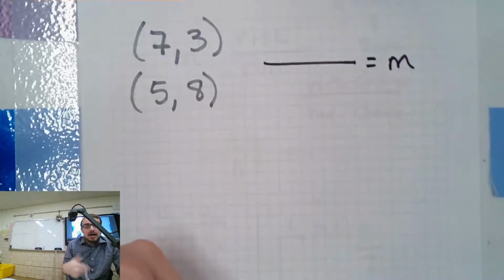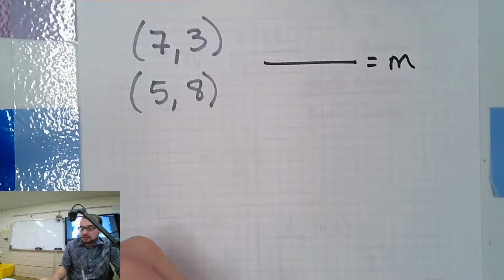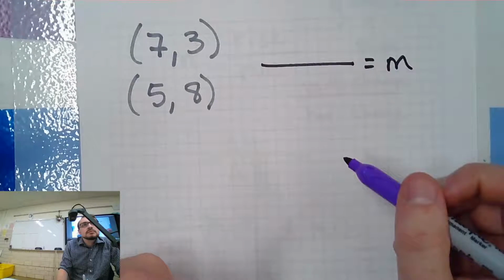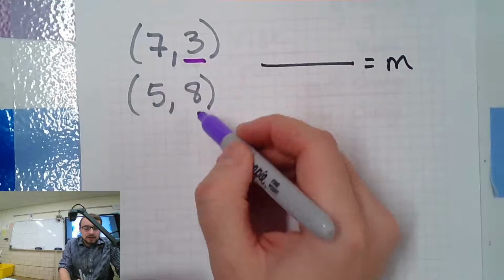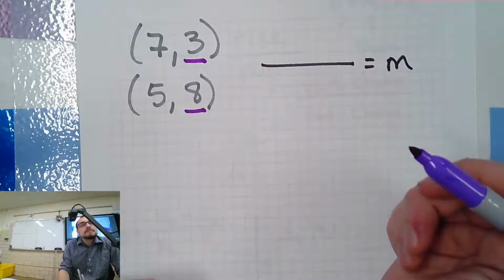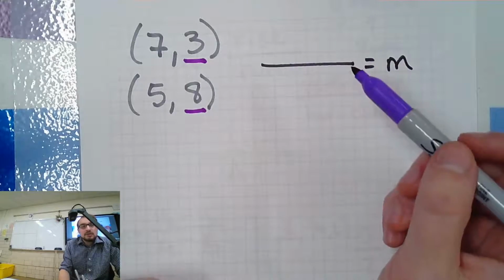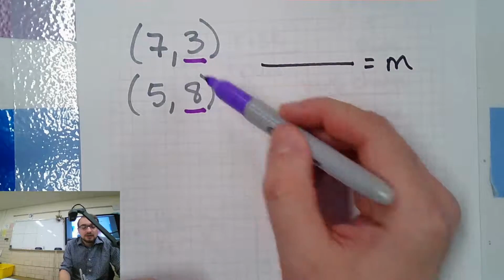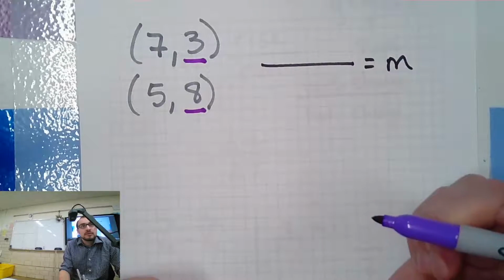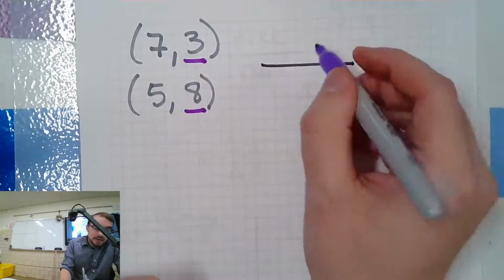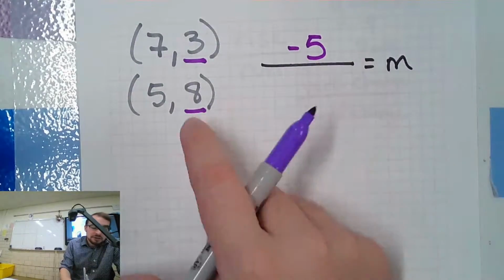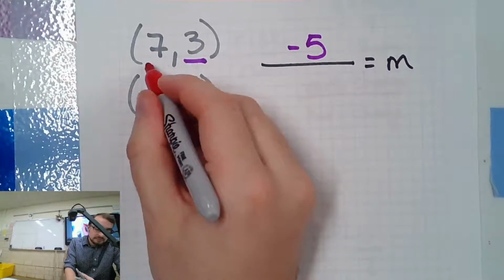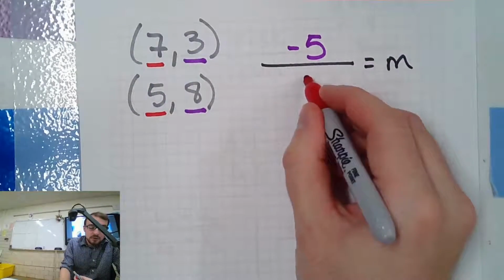It's the change in y over the change in x. So how much did the y's change? Here are our y values. How much did they change? By 5. Now, if we started at 8 and we went down to 3, we subtracted 5. Do you want to start at 3 or start at 8? Start at 8, so we subtracted. Now, if we started at 8, we have to start at 5 here. So how much did the x's change? We went from 5 to 7, so we went up 2.